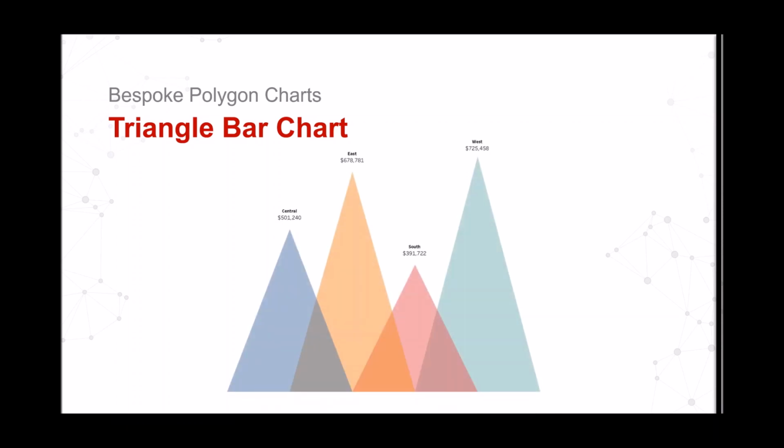Bespoke polygon charts, a triangle bar chart, and this is what it looks like. We are going to use our Polygon Mark Type to draw the points required to create these triangles, and we're going to position them and space them out so that you get this cool looking effect. It's not difficult based on the tutorials we've done so far, so let's get into it.